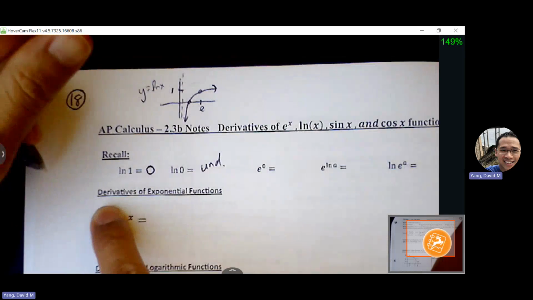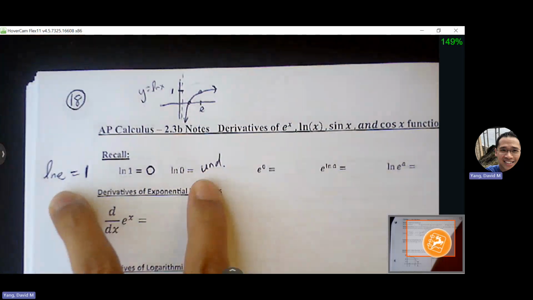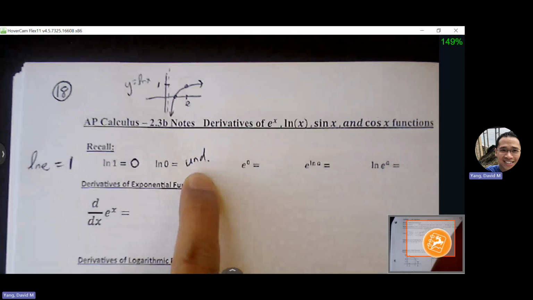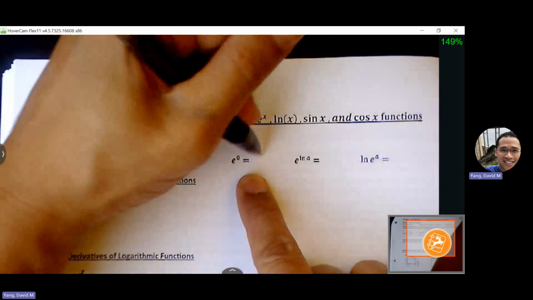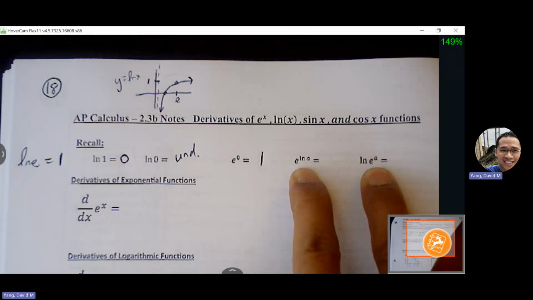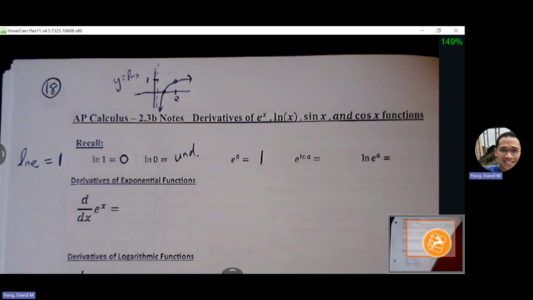So let me add one more here. Natural log of e is equal to 1. And just think of these as ordered pairs on the e to the x graph. E to the 0, what does that equal? 1, right? Anything raised to the 0 power is 1. And the last two here highlight the inverse relationships between exponentials and logs. If I insert an inverse into the function, or insert a function into its inverse, they're going to cancel each other out.